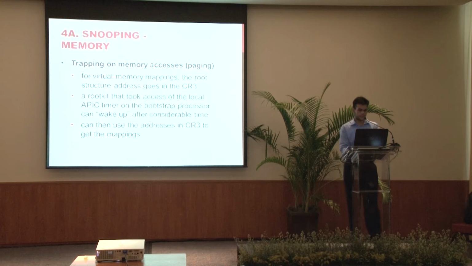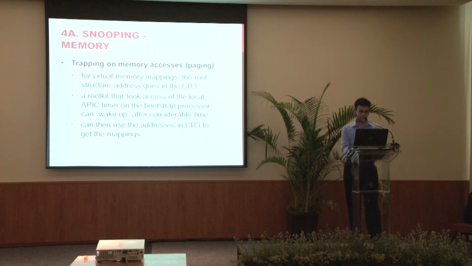Now, trapping memory accesses is easy. The virtual memory mappings are described by a structure, and the root address of the structure goes in the CR3 register. The CR3 register is easily readable, so you can read the address and find out the virtual memory mappings.